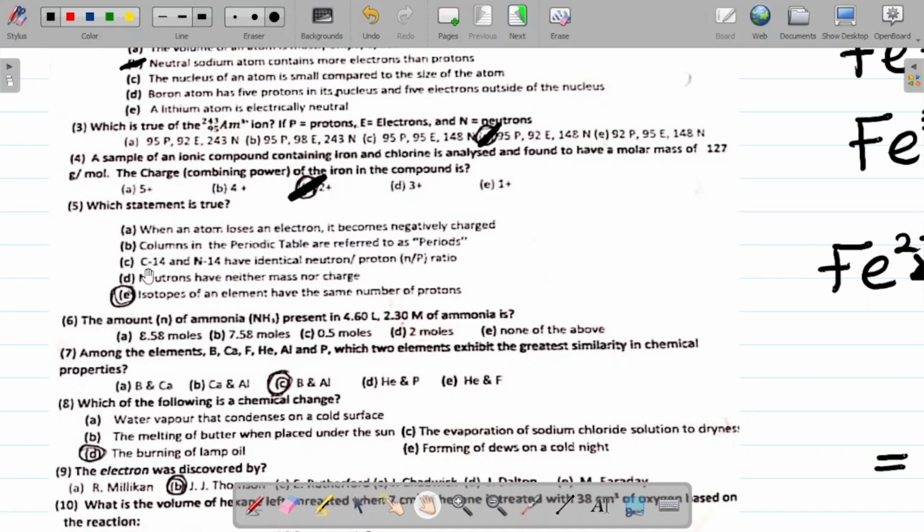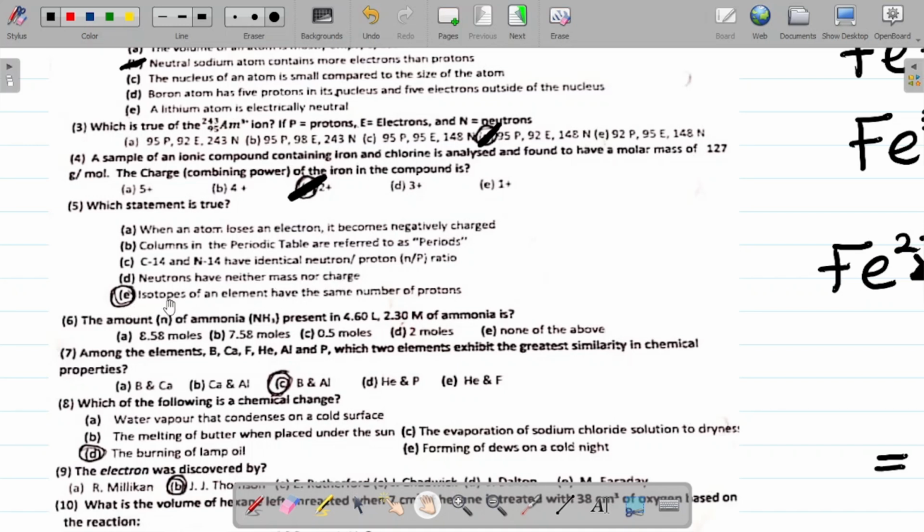C says C14, that's carbon 14, and N14, that's nitrogen 14, have identical neutron to proton ratio. That's wrong. That's not true. If you do the number of neutrons to protons in carbon 14 and nitrogen 14, they are not the same. So it's not true. D, neutrons have neither mass nor charge. That's not true. Neutrons don't have a charge, they are neutral, but they have a mass. So saying that they have neither mass nor charge is wrong.